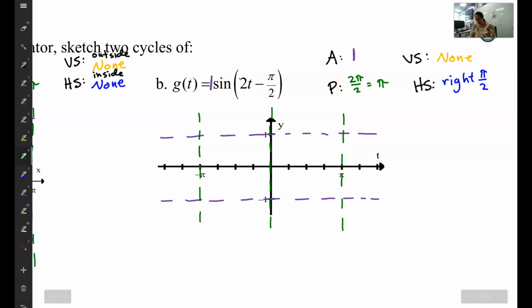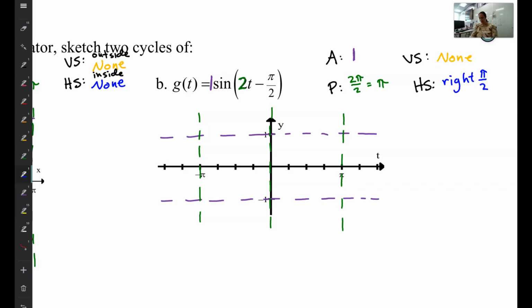Our period is 2 pi because it's sine or cosine or their counterparts, so we use 2 pi divided by that number 2, so we have a width of pi as shown right here in the graph. And then the horizontal shift is right pi halves. Remember, if it's on the inside, it's opposite the direction you think it should be. So even though it's a minus pi halves, it's actually right.